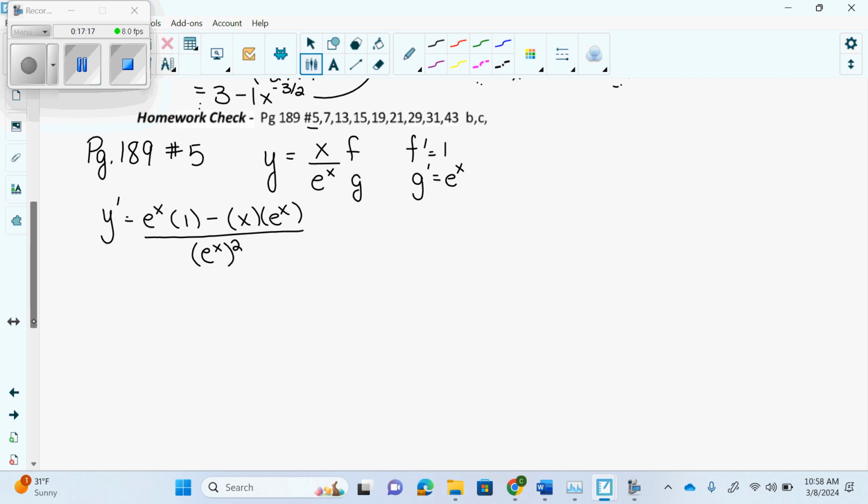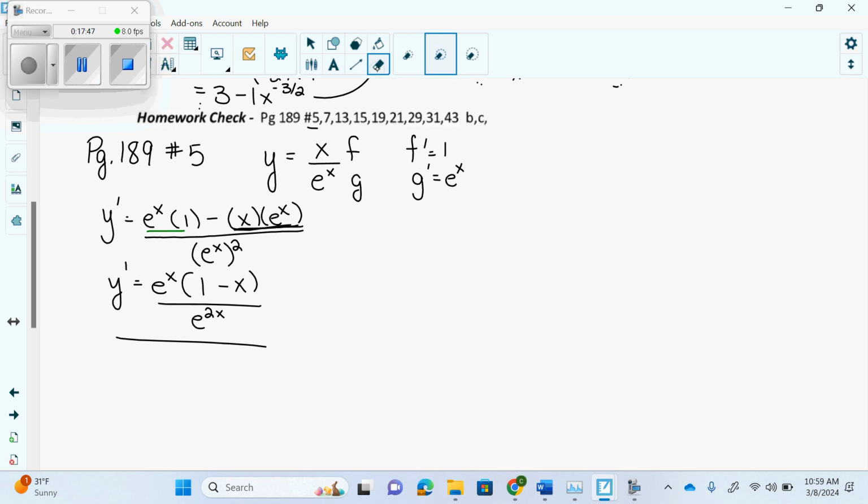So what can I take out of the numerator? E to the x. When I take an e to the x out of e to the x, I get 1, minus e to the x out of x e to the x, I'm left with an x. And what do I do when I have an exponent and another exponent side by side with a bracket in between? Multiply. So I get e to the 2x.